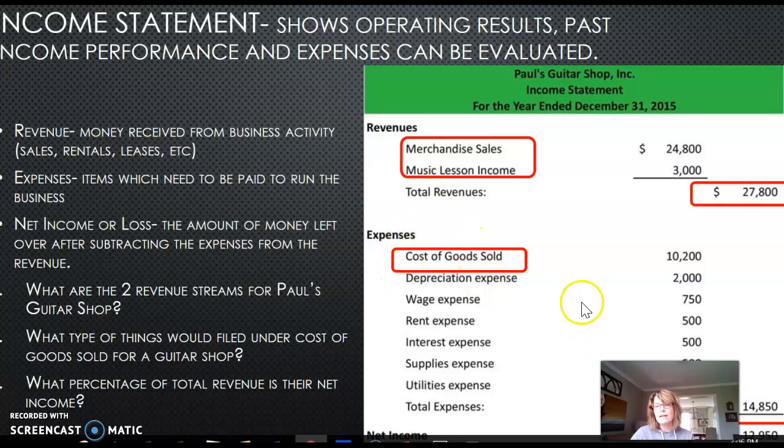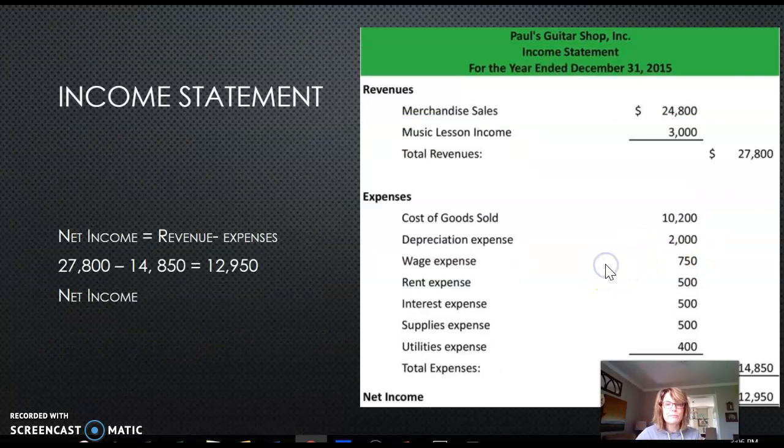And then right down here at the bottom, and it's getting cut off for us, but we've actually got a net income right down here at the bottom. And what we have going on is our revenue of $27,800 minus our total expenses of $14,850, and we find out that we actually have a net income of $12,050, and I apologize that that's cut off for you right down there.